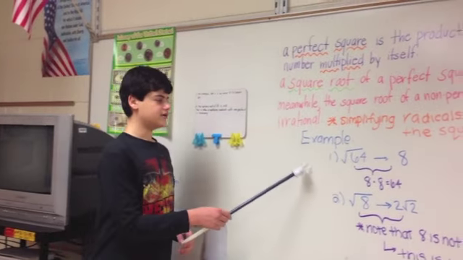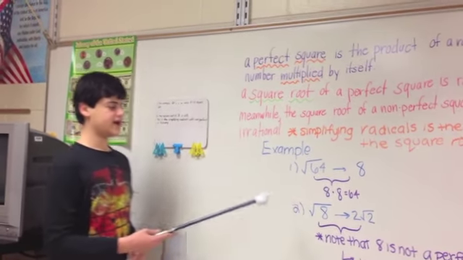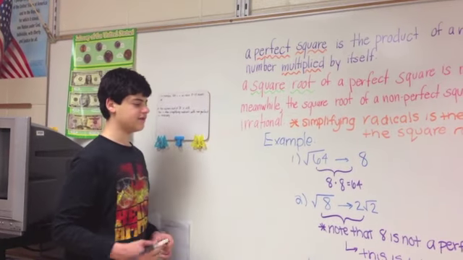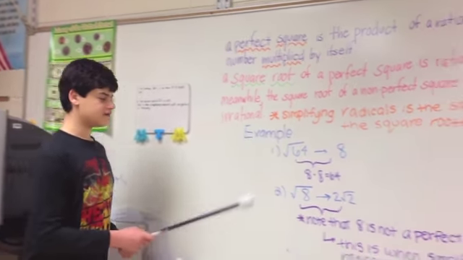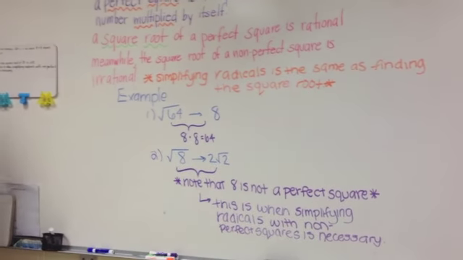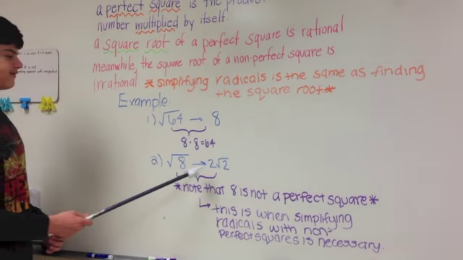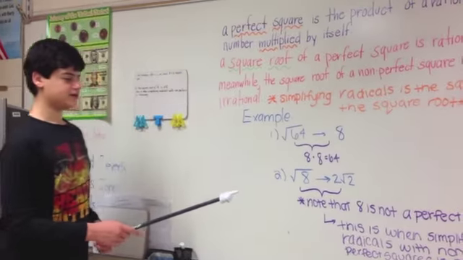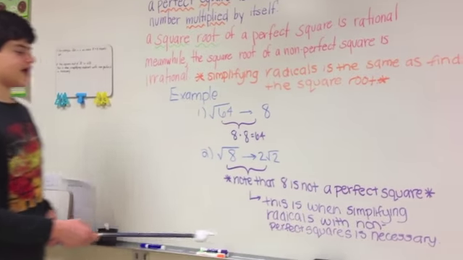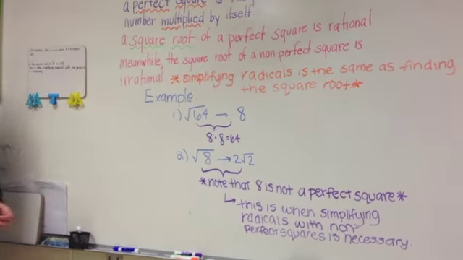For example, the square root of 64 is 8, because 8 times 8 equals 64. Now the square root of 8 is 2 radical 2. Because 8 is not a perfect square, it doesn't come out very well. And this is where simplifying radicals with non-perfect squares is necessary.